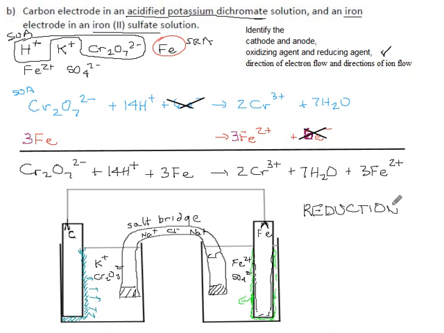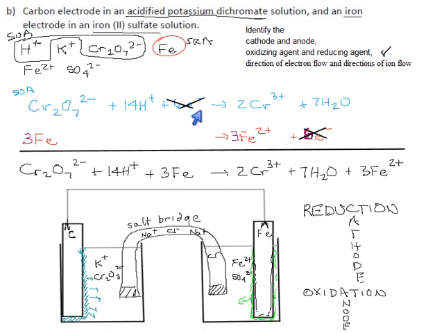reduction and cathode both have a C in them, and oxidation and anode both have an A in them. So wherever your oxidation reaction is, that side is the anode. Wherever your reduction is happening, that side is the cathode.